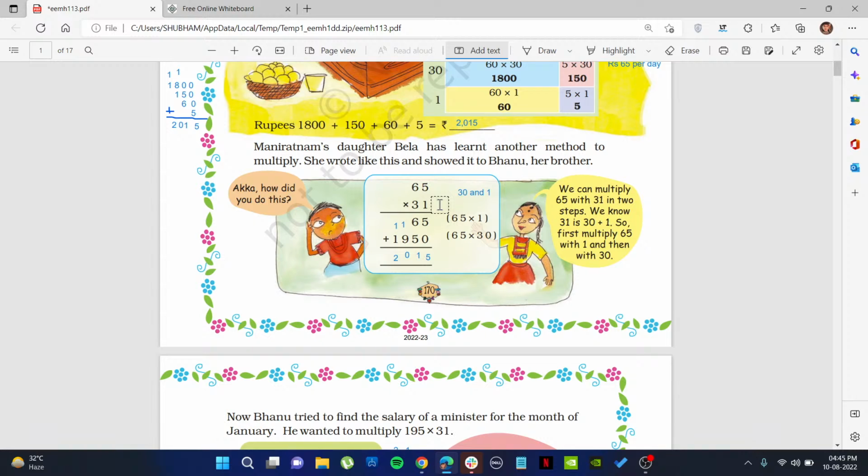And in multiplication, this is our column multiplication. What we have learned, what was our first step? Our first step is to break the number into two parts, tens and ones. So 31 has been broken into 30 and 1. So it means that we need to first multiply 65 with this 1, and after solving for this 1, we need to multiply 65 with this 30. After performing such multiplication, we get 65, and at the bottom we get 1950. After that, our final step is to add these two numbers. On adding them together, we get 2015. So this was all about Bela's method.